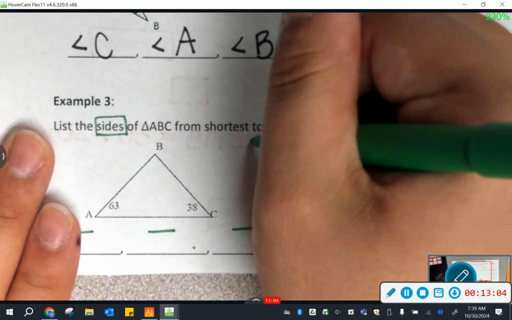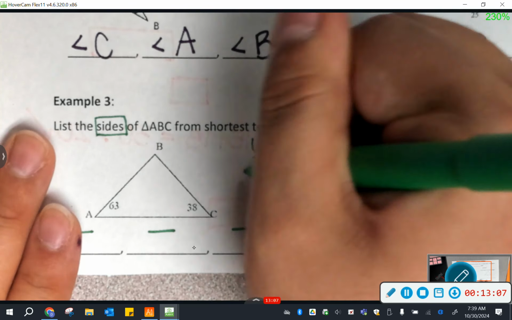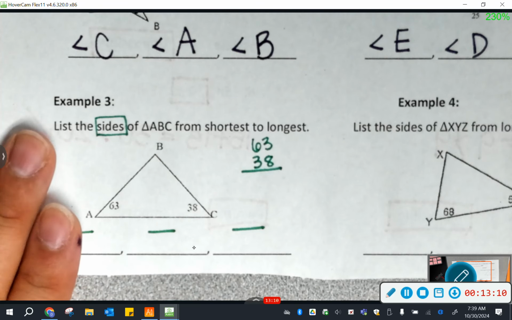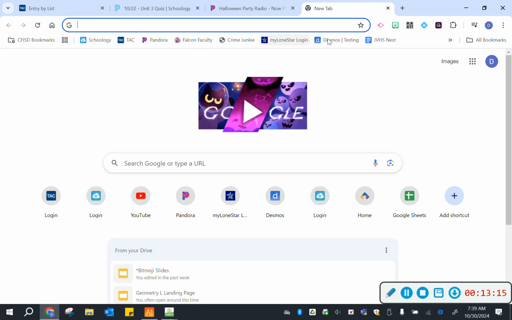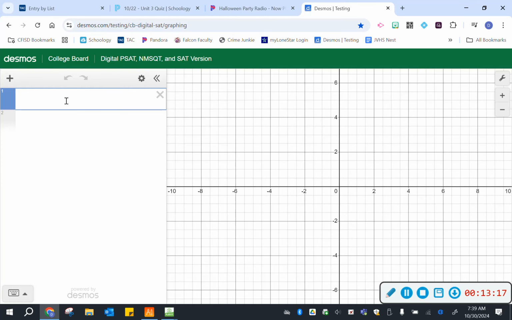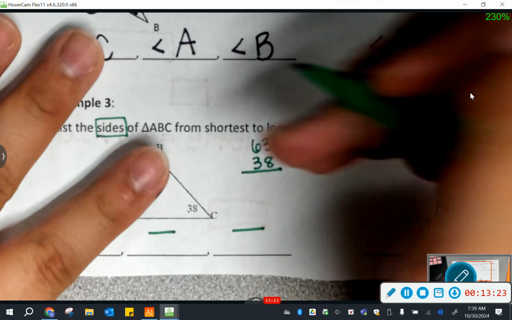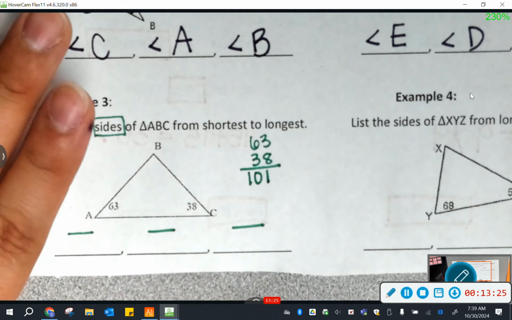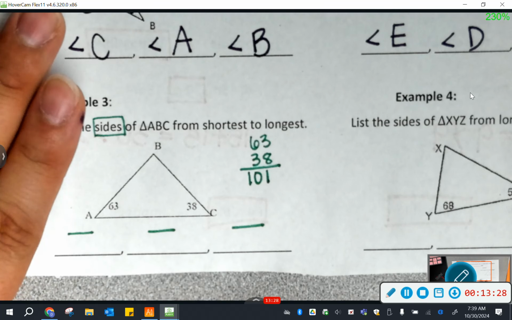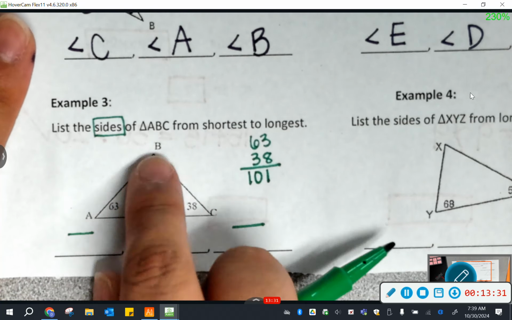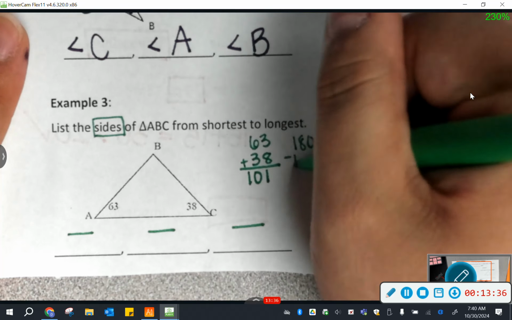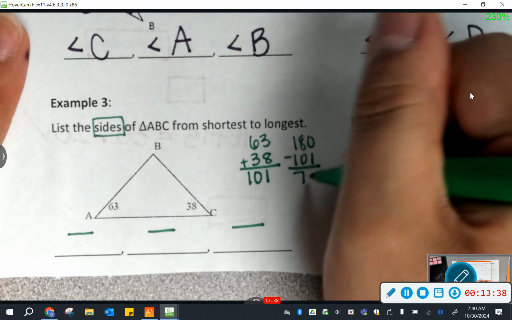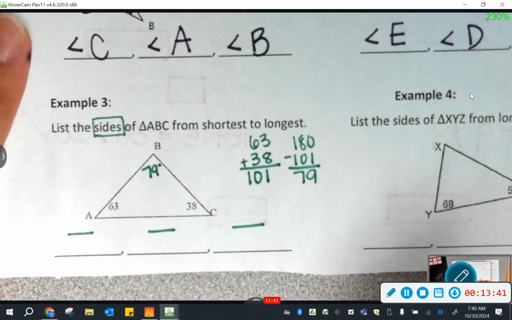So what is 63 plus 38? Let's go to Desmos. 63 plus 38 is 101. Is that my answer? What am I going to do now? Minus, how much should a triangle add up to? So what is 180? So I added here, minus 101. 79 degrees. So this right here is 79 degrees.